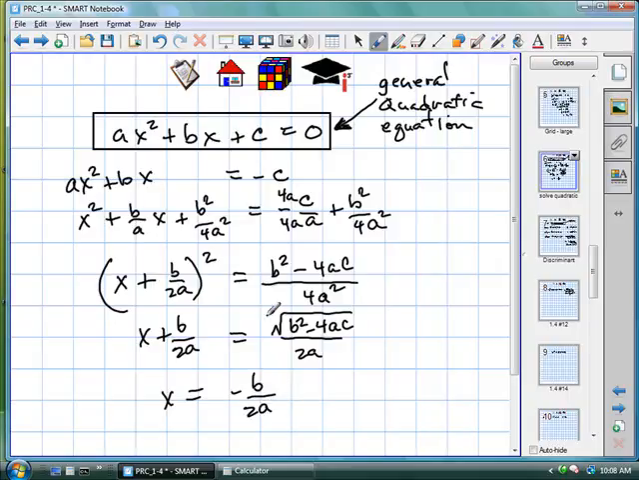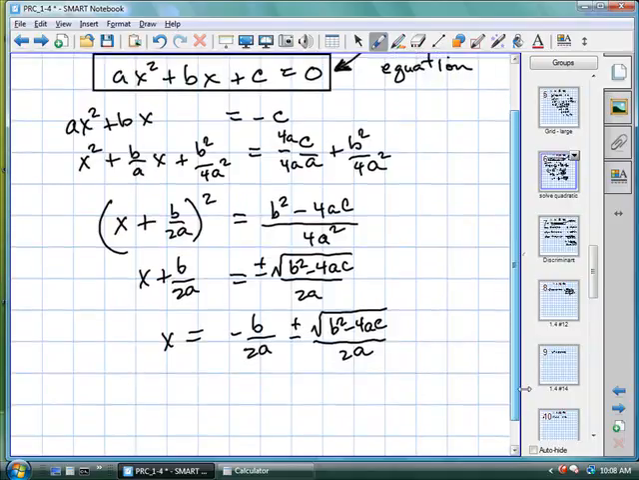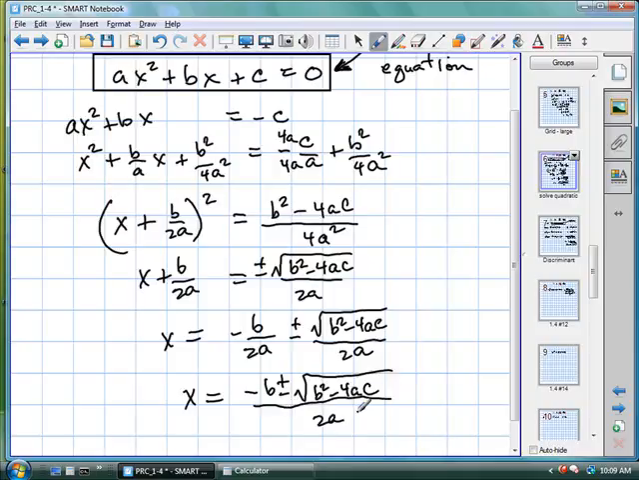Oh, and I forgot to put a very important thing in this last line. There should have been a plus minus there. And do you notice I have a common denominator there? Look, they both have a 2a. So can I not write this in one expression?